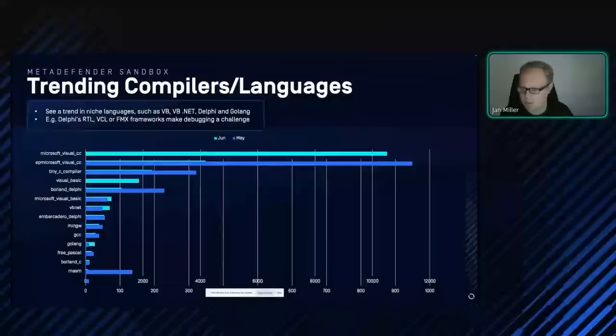Another trend that we saw is regarding compilers and languages. There's a big uptick in usage of more niche languages like Visual Basic and Delphi. We also see Golang and some VB.NET that's being used. So that requires more specialized tools that can understand API call chains and behavioral flows in these executables.